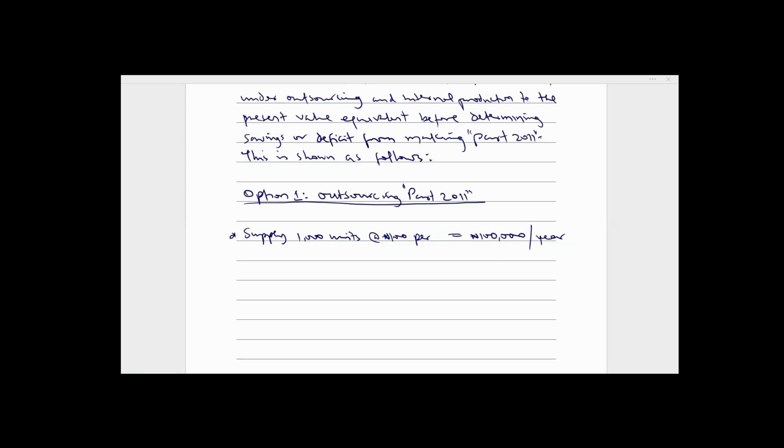KKPLC can accommodate any change in DG's limited demand for any parts and will supply it for 100 naira regardless of the quantity, meaning that whether DG requires less than 1,000 units or even more than 1,000 units, KKPLC will still charge 100 naira per unit. So that's just for information purposes.